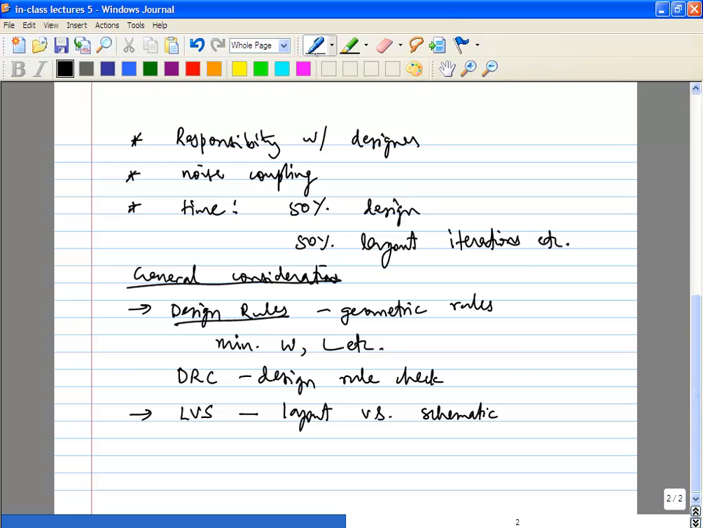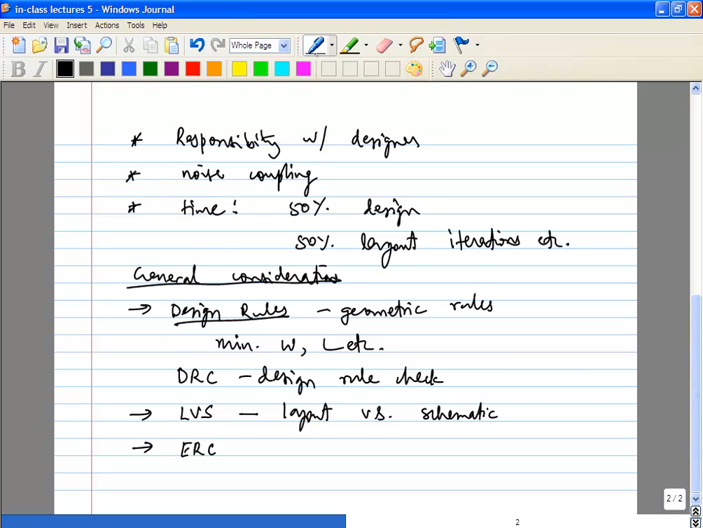Then you do something called LVS. This is called layout versus schematic. So what this does is, let's say you have forgotten to connect the bulk of a transistor. Okay, when you lay out, you don't want to send it off to the foundry like that, because the transistor is not going to work properly. Okay, so what it does is it compares the electrical connections between the schematic and your layout, and makes sure that things are exactly the way you want it.